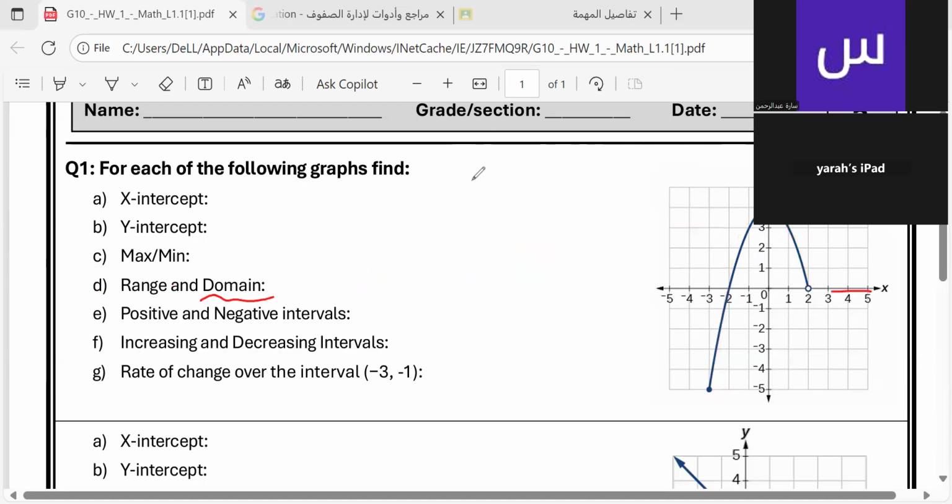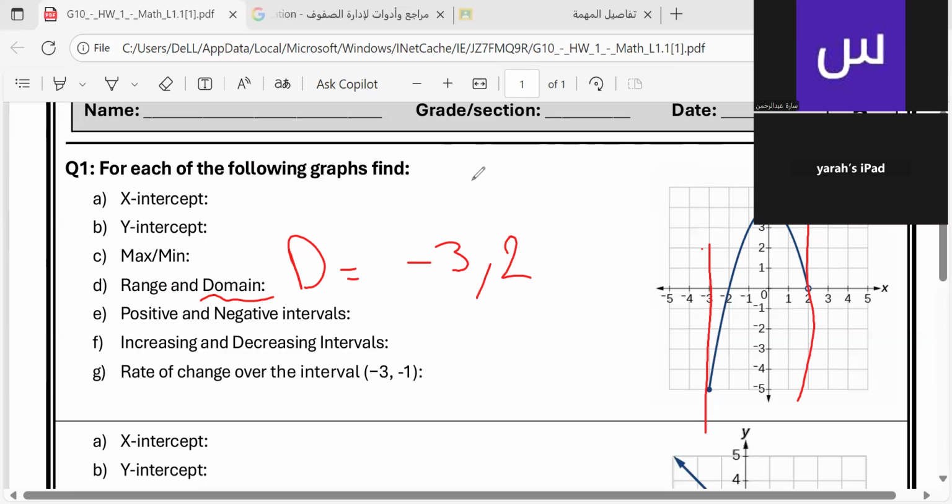Domain, we take it from the x-axis, but by using the curve, of course. So what is the least value for x here? It stops on -3. Do you see? So we say the domain is equal from -3 to, what is the greatest value here? 2. So basically, to find the domain, we see where the curve started and where it ended according to the x-axis, and then we pick the two numbers, right? Yeah.